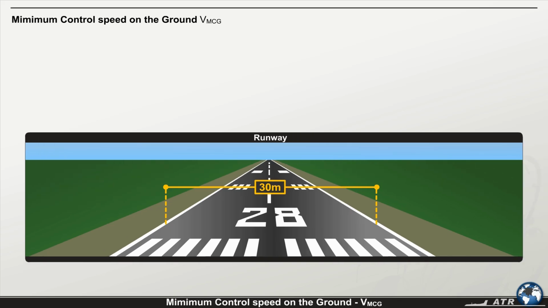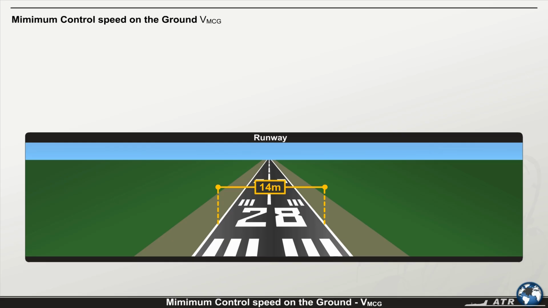The aircraft is certified to operate normally on runways with a width of at least 30 meters. In case a specific modification is incorporated into the aircraft, it's possible to operate on runways down to 14 meters wide. For the ATR, the VMCG increases in case of narrow runways.